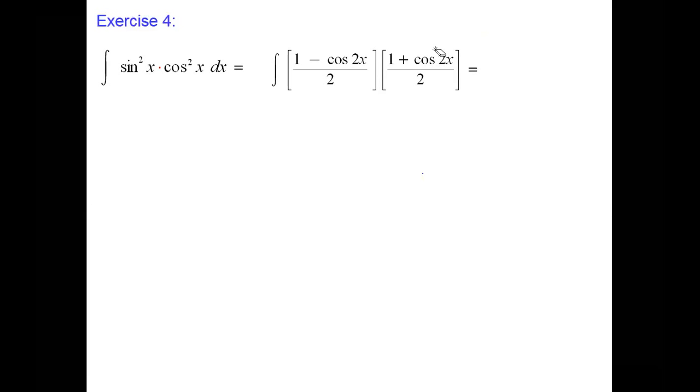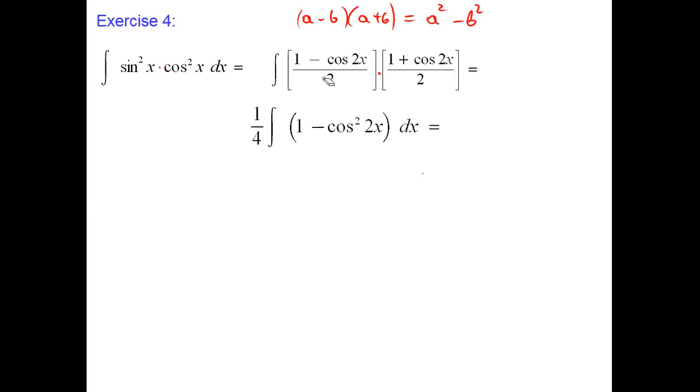Okay, what I have is a product. 2 times 2 is 4, no problem. But this one I have like a conjugate expression: 1 minus cosine of 2x, 1 plus cosine of 2x. A minus b, a plus b. And we know that this is a squared minus b squared. That means 2 times 2 is 4, and then I have the first quantity 1 squared, and the second quantity squared, and minus, always minus. Okay, we see a square.